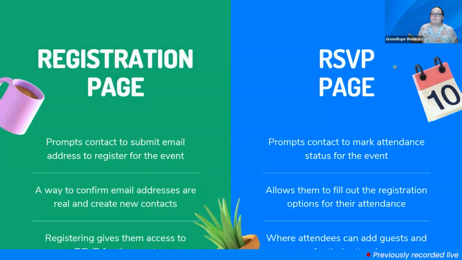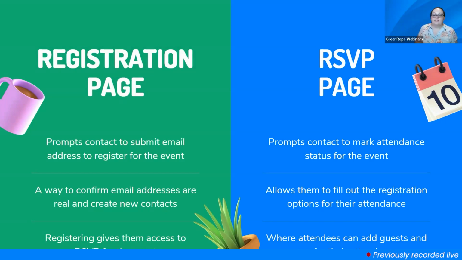So we talked about this a little bit, but just to break it down, the difference between a registration page and an RSVP page is the registration page is going to prompt them for their email address, so they register for the event. This does not mean that they are attending. The RSVP page is where they go and mark their attending status, either by marking it manually, completing the registration options, by paying, all the above. Those will mark them as attending, and that's what the RSVP page is for.